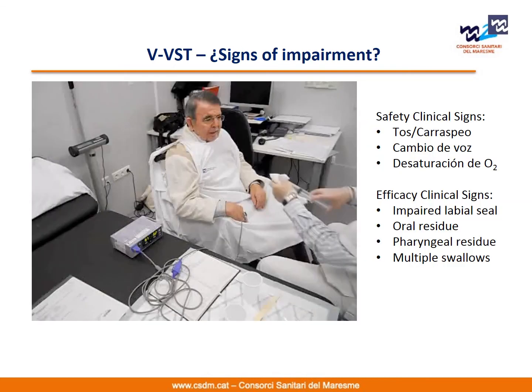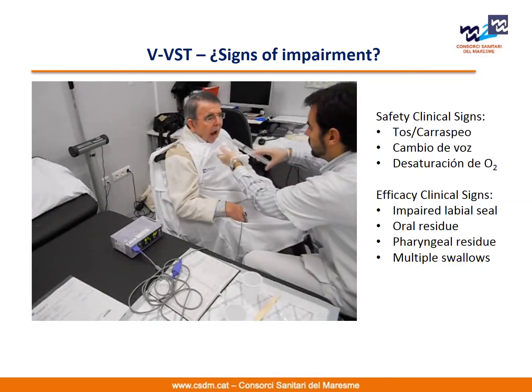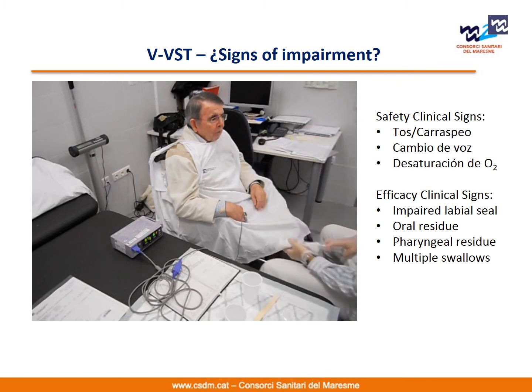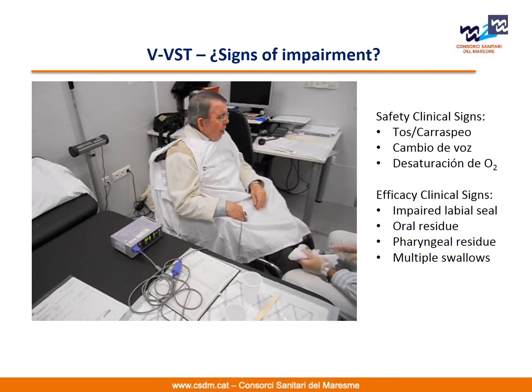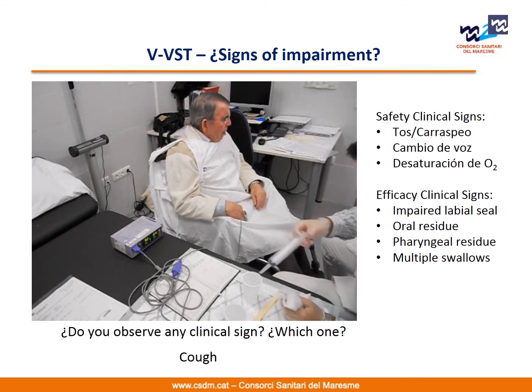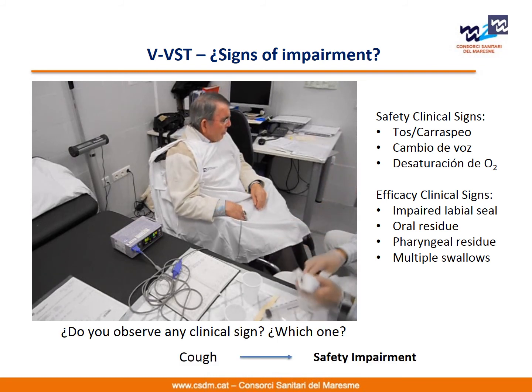Let's see another example. So this patient also coughed. So we have a safety impairment.